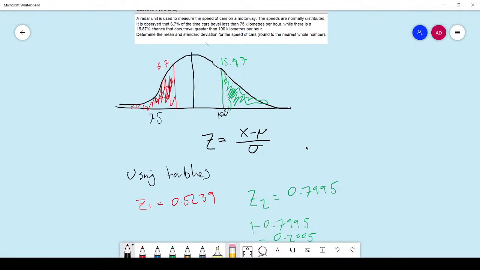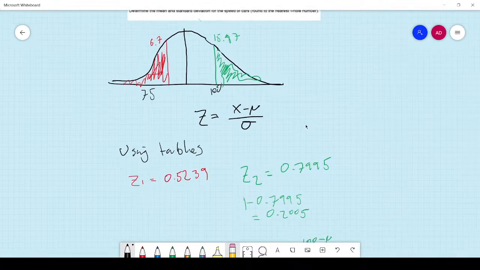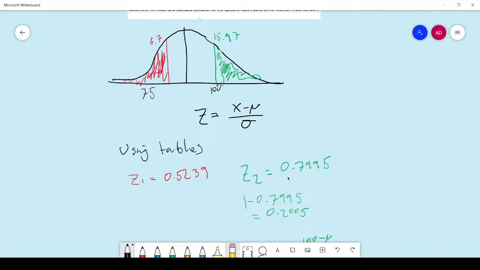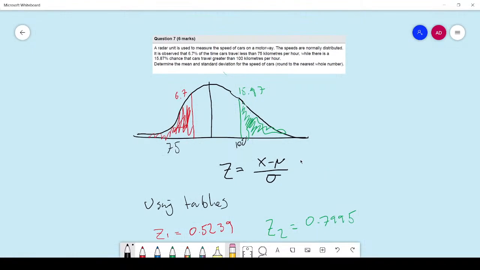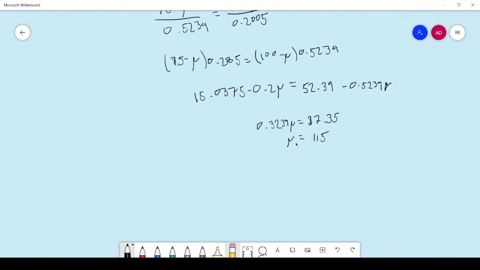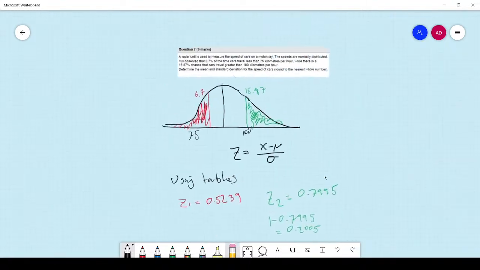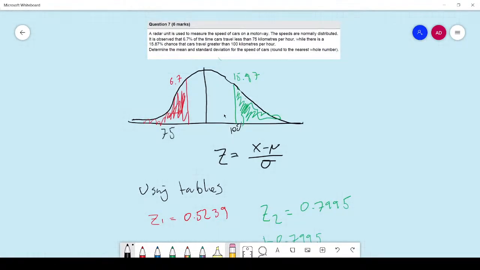I think maybe the only possible mistake was either made grabbing them from the tables, or because this sits on the left-hand side of the middle, it's a negative value, so that negative value would just carry on through here, and we'd end up with a slightly different mu. But you guys should be able to figure that out. You've probably worked with the Z tables quite a bit by now.